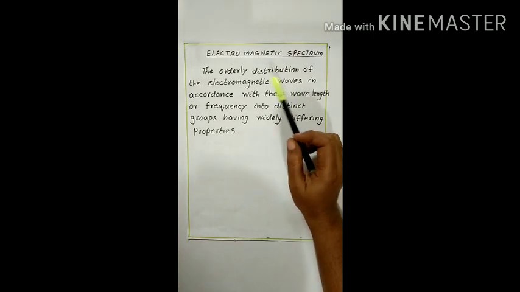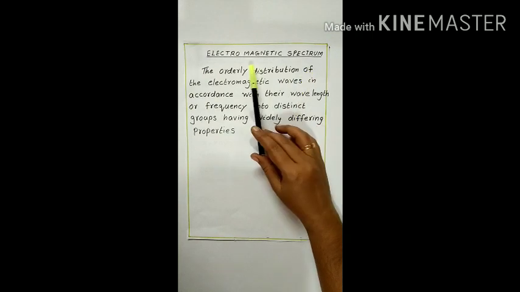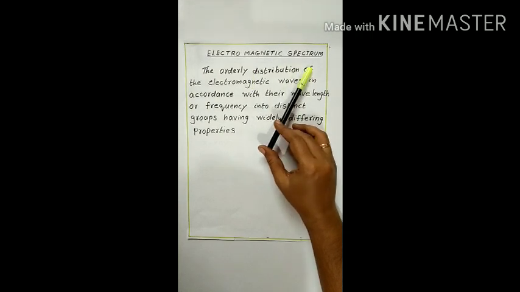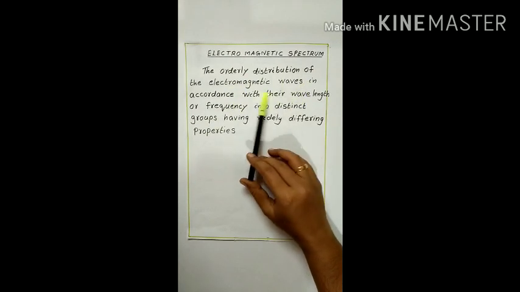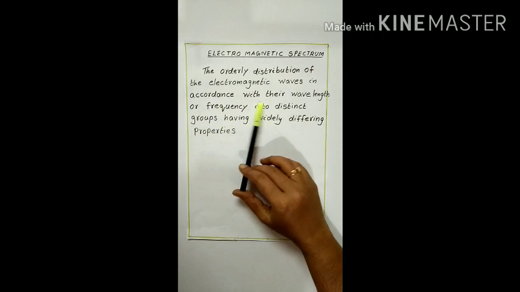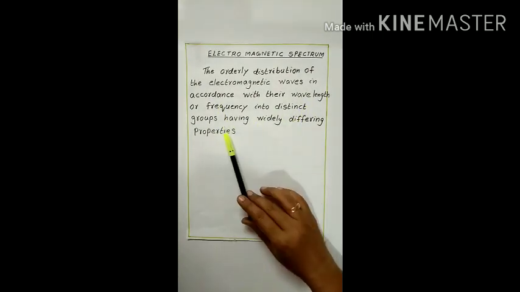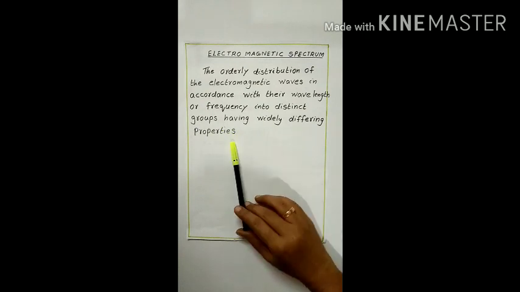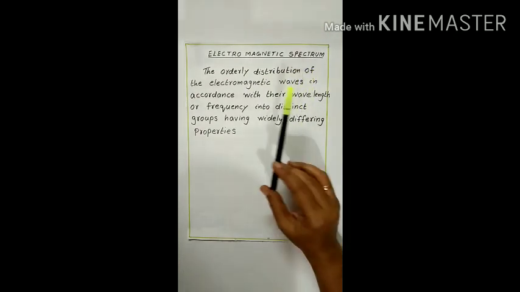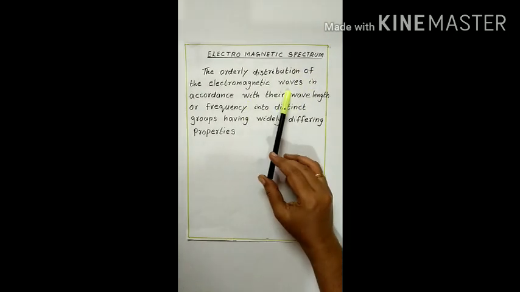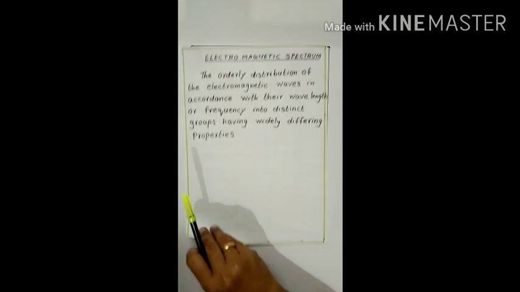Jai Hind. Today we will continue the chapter Electromagnetic Waves. The topic is the electromagnetic spectrum. It is the orderly distribution of the electromagnetic waves in accordance with their wavelength or frequency into distinct groups having widely differing properties. Simply, the electromagnetic spectrum is the classification of electromagnetic waves by their wavelength or frequency.